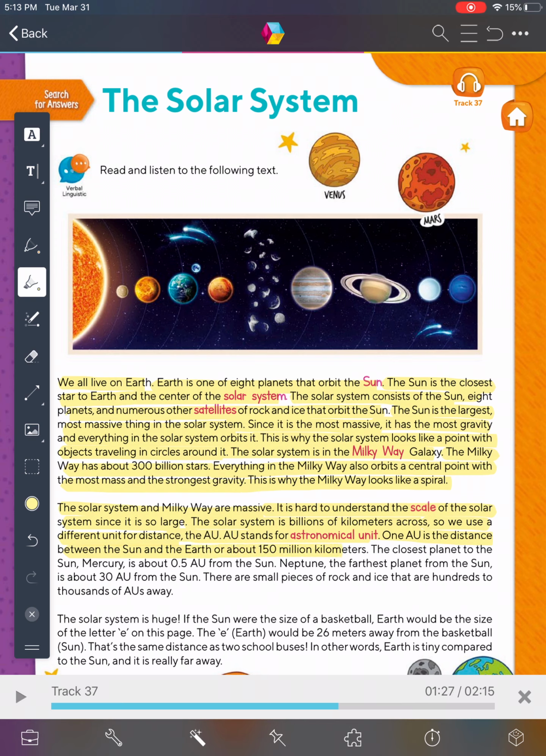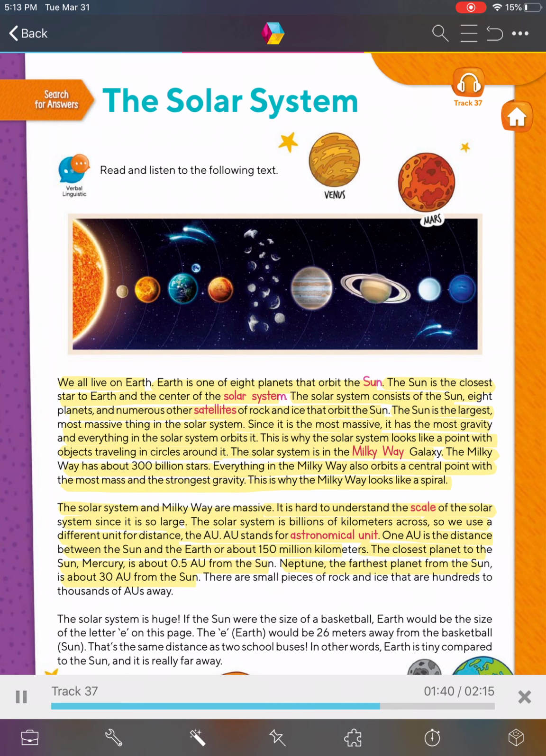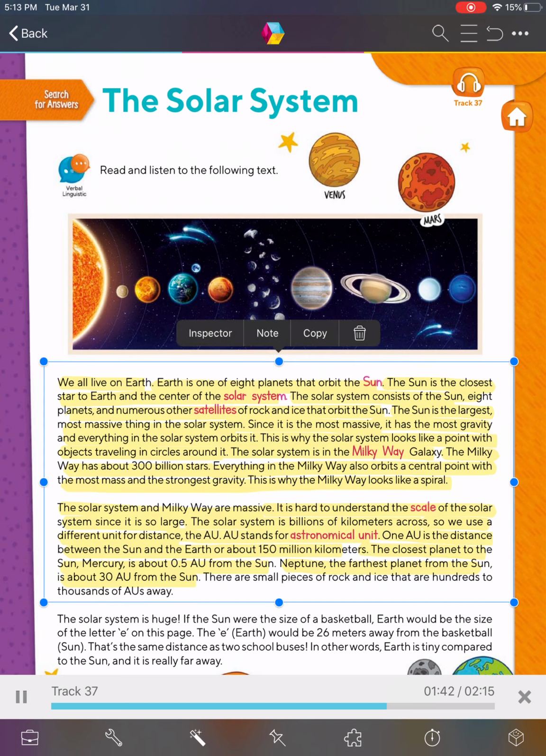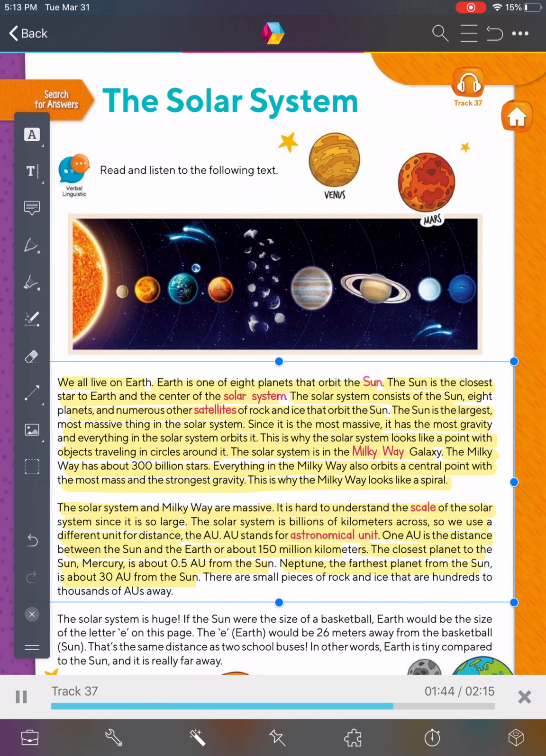Do you remember that we use these toilet paper sheets to represent this unit? This is what it means, okay? Let's continue. The closest planet to the Sun, Mercury, is about 0.5 AU from the Sun. Neptune, the farthest planet from the Sun, is about 30 AU from the Sun. There are small pieces of rock and ice that are hundreds to thousands of AUs away.